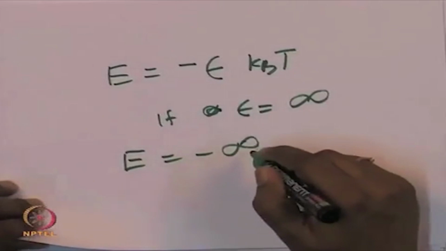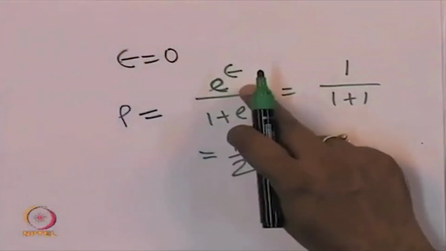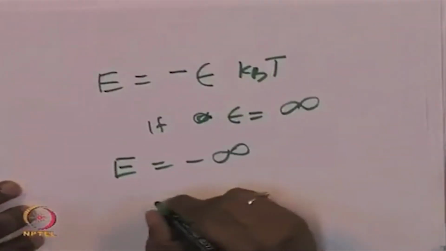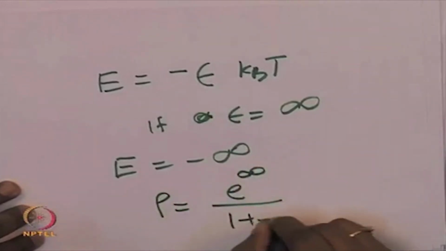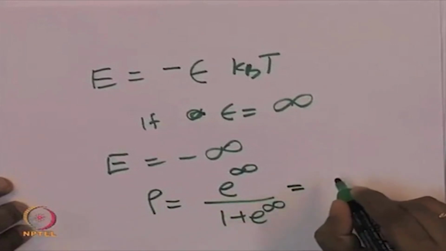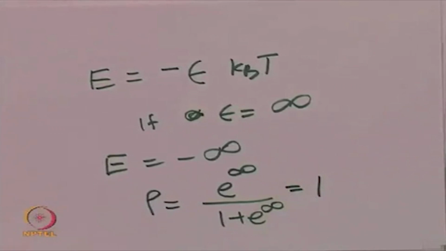Then this energy will dominate over everything else. So, if you put epsilon equal to infinity in this formula, you will get rho equal to e power infinity by 1 plus e power infinity. E power infinity is a very large number, so this will turn out to be 1.